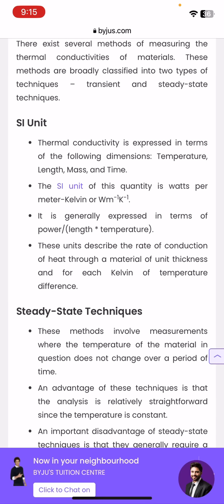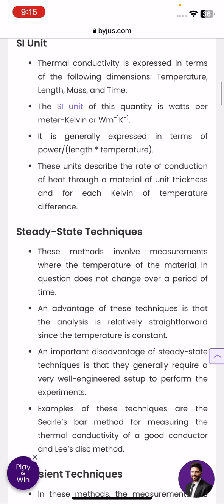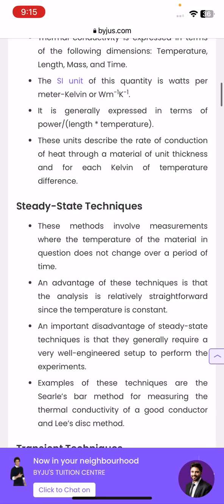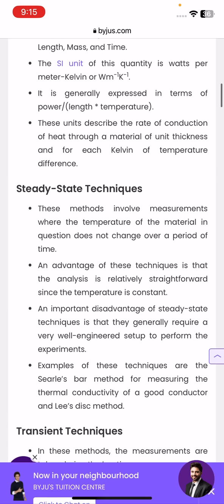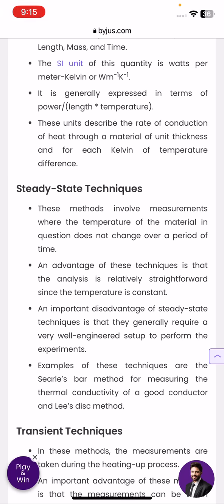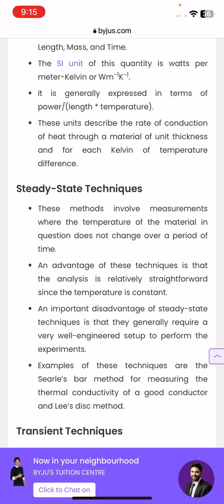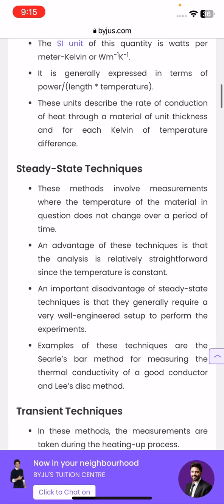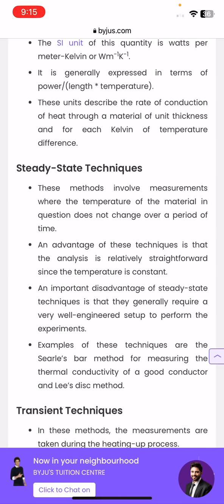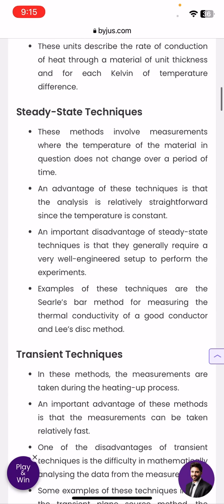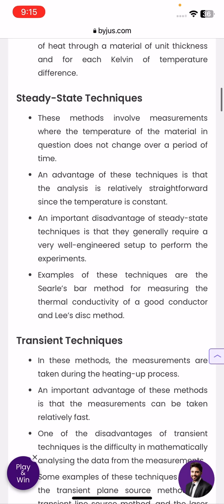SI unit. Thermal conductivity is expressed in terms of the following dimensions: temperature, length, mass, and time. The SI unit of this quantity is watt per meter Kelvin, or W m^-1 K^-1. It is generally expressed in terms of power, length, and temperature. These units describe the rate of conduction of heat through a material of unit thickness, and for each Kelvin of temperature difference.